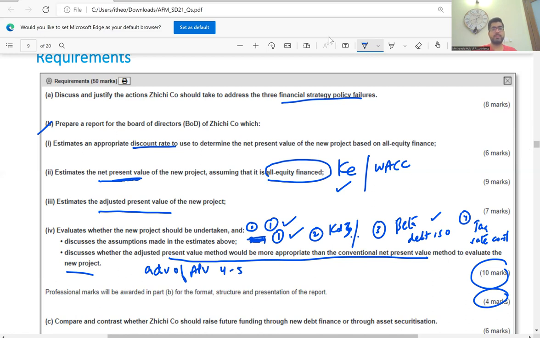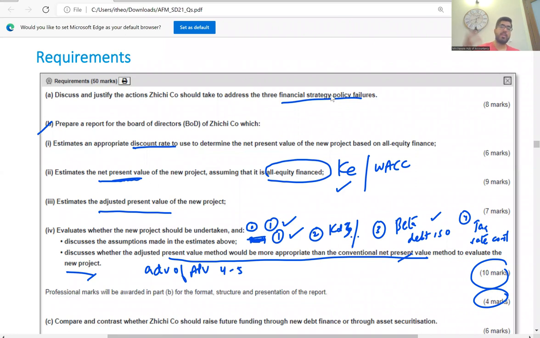6 marks are left. And these 6 marks are for discussing whether the APV method is more appropriate than NPV. So these are just the advantages of APV. They're written in the text as well, that the NPV method misses many important parts. Like when you are borrowing something, you get a tax benefit on those borrowings, but the NPV method fails to consider that.